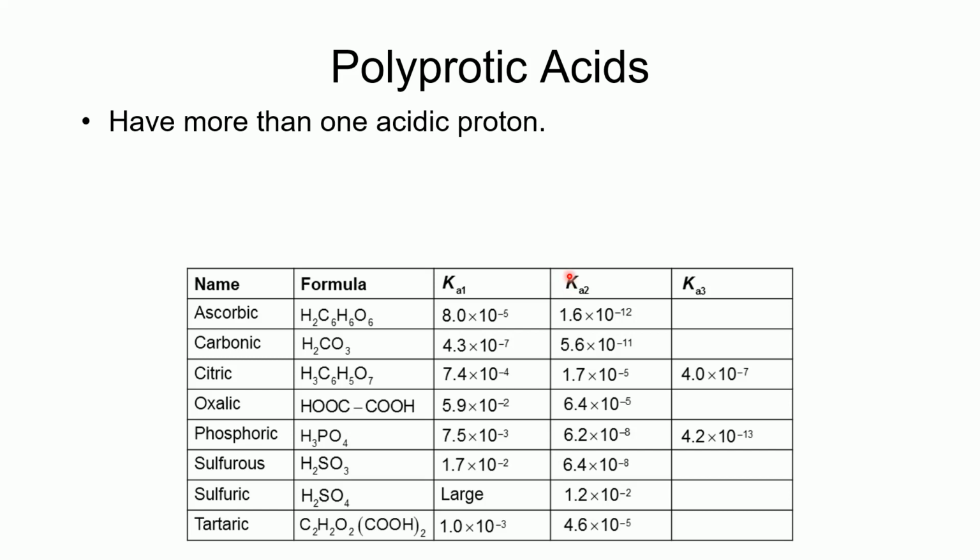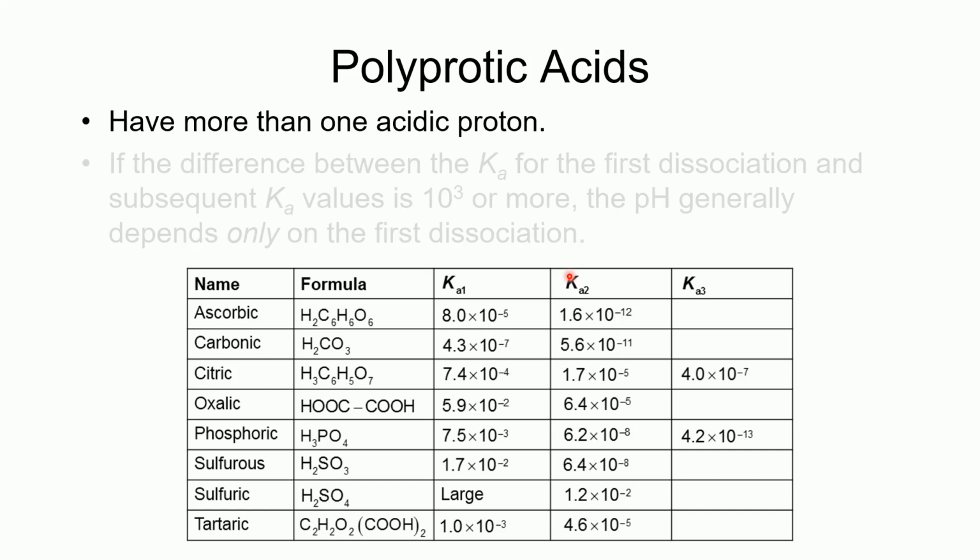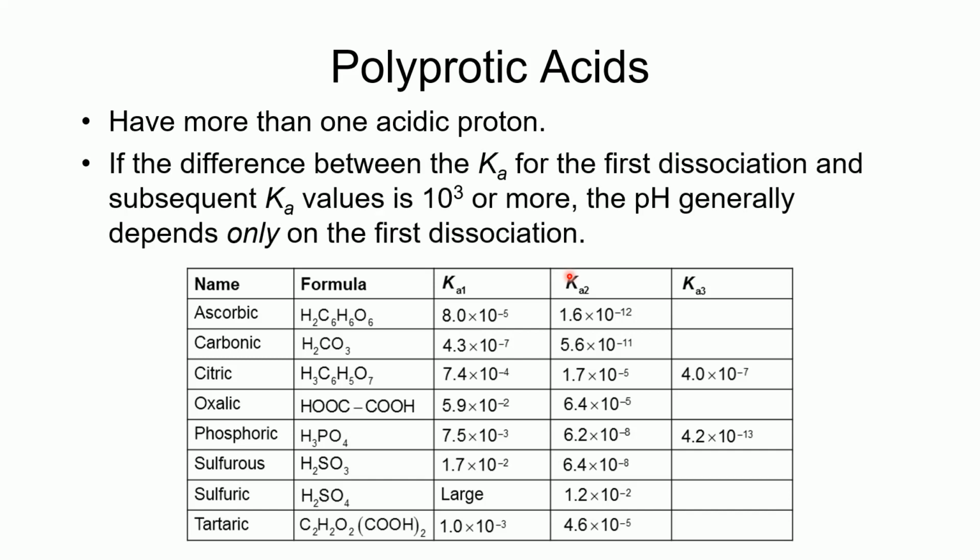We will find always that the first Ka is bigger than the second. And that's because once you've removed one hydrogen from an acid, you now have something with a negative charge. That's going to make it more difficult to remove a second H+. So we will always find that Ka2 will be a smaller value. In other words, it will be more difficult to dissociate the second hydrogen than it will be for the first hydrogen.